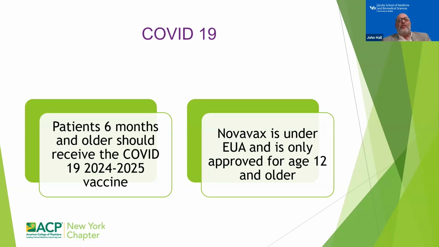COVID vaccines should be received by individuals who are 6 months and older. However, we know that the Novavax is under emergency use authorization, and if someone chooses to use this vaccine preparation, that's only been approved thus far for individuals 12 and older.